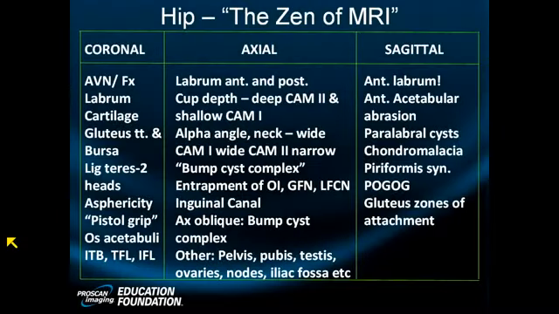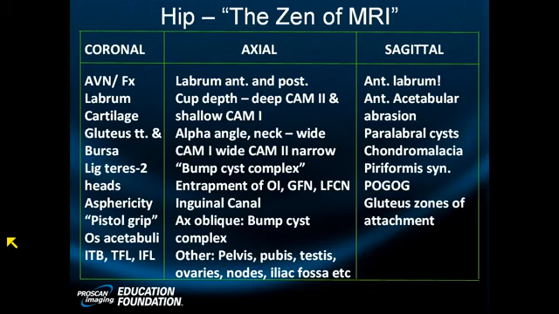The coronal view is a great view for almost every major pathology, including AVN, fractures, labrum, cartilage, gluteus abductor tears, which are so common and now treated surgically and have been overlooked for so long, bursitis, the ligamentum teres and its two heads, to look for asphericity of the femoral head-neck junction, pistol grip deformity, os acetabuli, the iliotibial band, the tensor fascia lata, and so on.